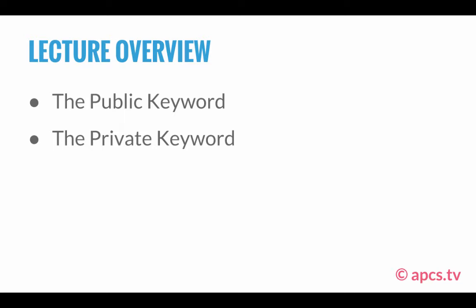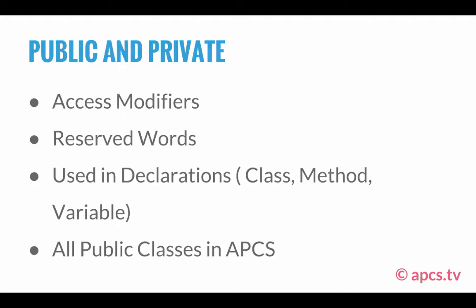On the other hand, we haven't really seen the private keyword much, so this will be one of our first few interactions with it. So let's start off by taking a look at both the public and the private keywords and see what similarities they share. The public and private keywords are known as access modifiers. What that means is that they limit or open up the access that other classes will have to them.